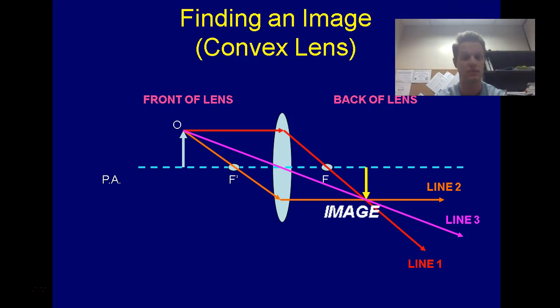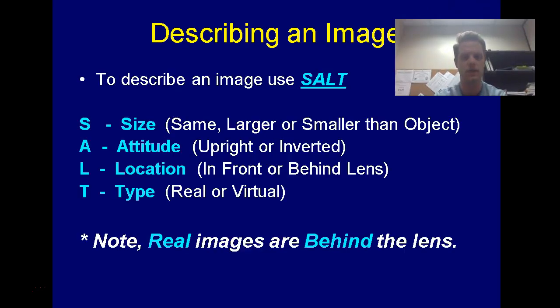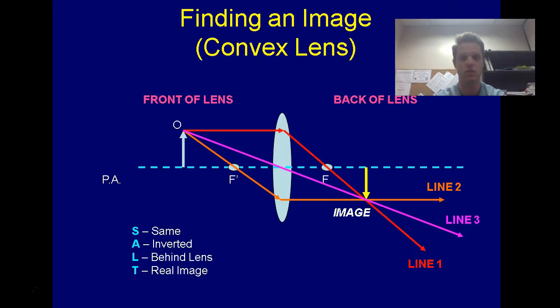The location is on the opposite side of the lens. The type is going to be a real image, and we'll talk about why that is. And the size, it looks to me that it's a tiny bit smaller. Okay, so again, same. Real images are behind the lens as opposed to mirrors as well. So that's finding an image, and we have those rules for a convex lens.